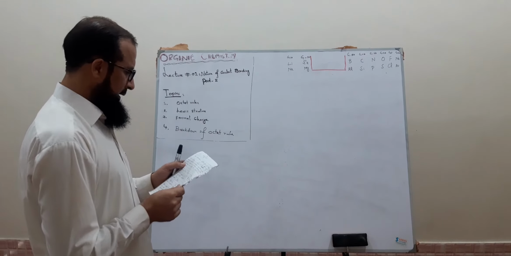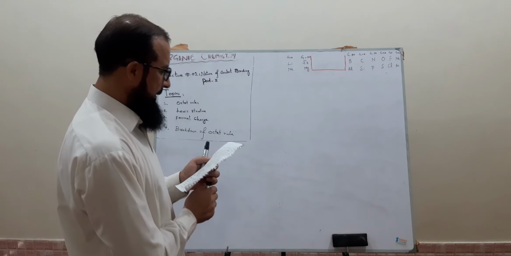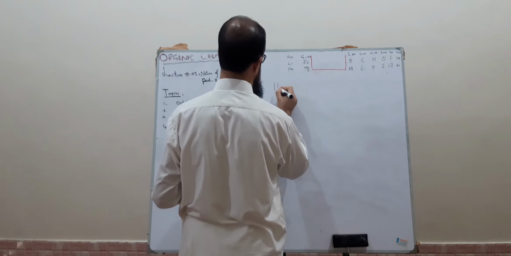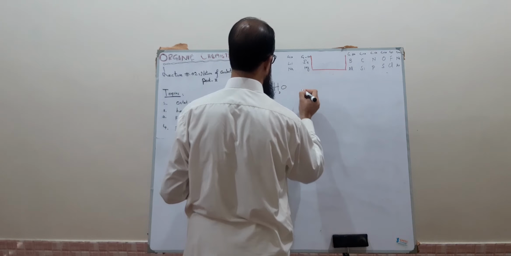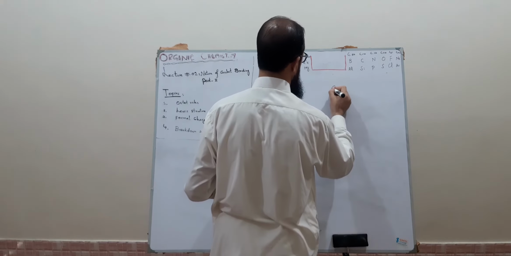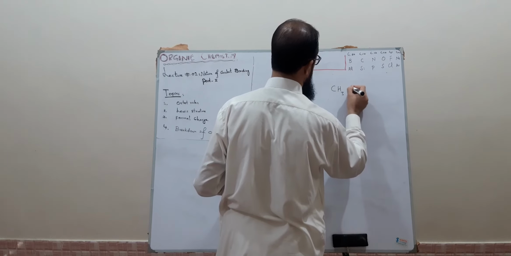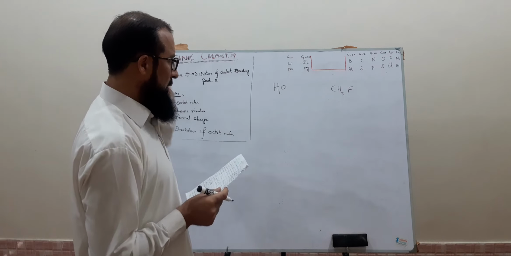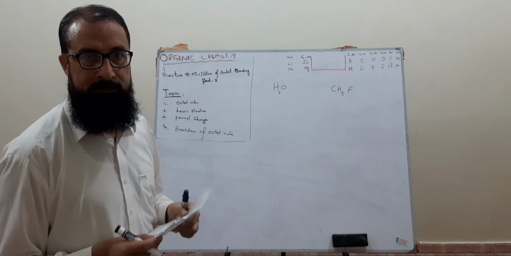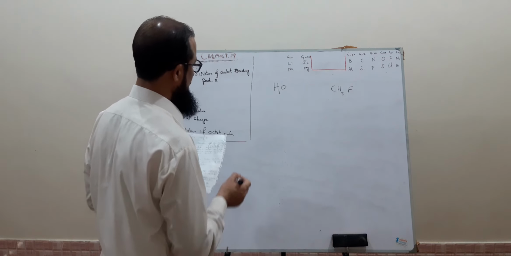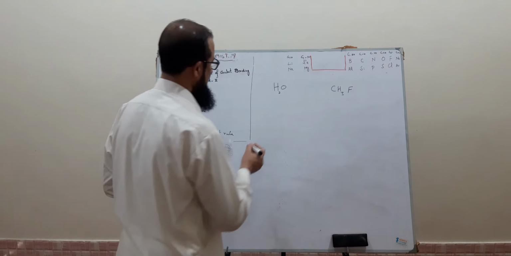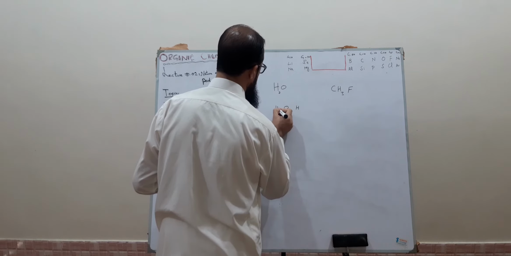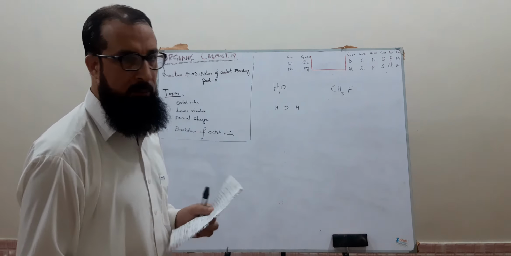Okay, so we can take the examples. For example, we can take H2O. Another example is CH3F. So the first step is drawing of the skeleton. So you know that oxygen and hydrogen, so we will take oxygen in the middle, and both hydrogen on both corners.